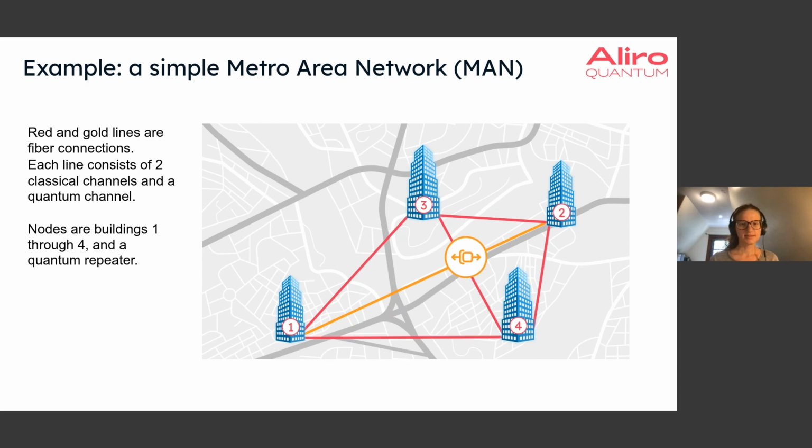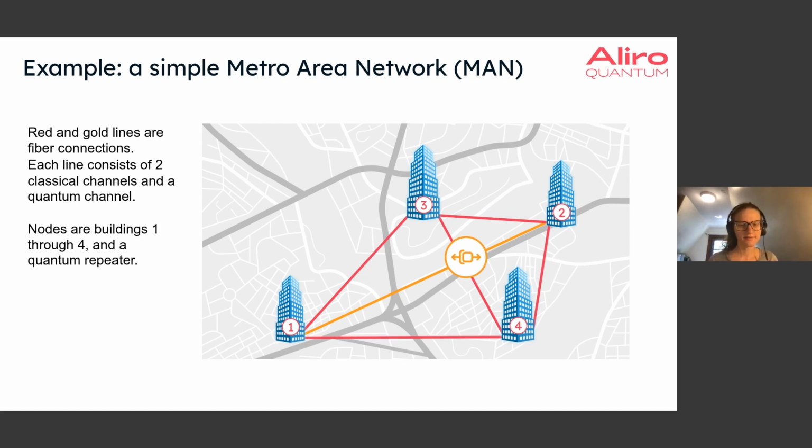So let's start with this simple metro area network example. In this example, you can see we have 4 buildings labeled 1 through 4, and each of these buildings will constitute a quantum network node. This means that each of these buildings will contain stationary qubits, which will be able to store quantum information and also transmit quantum information over the network.